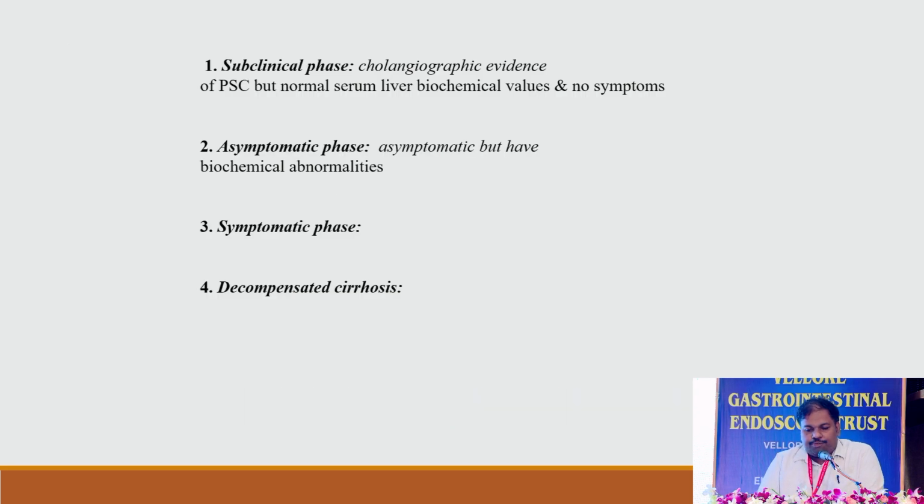And it presents in 4 types. It could be a subclinical phase where it is only diagnosed by cholangiographic evidence, and LFT values are normal and there are no symptoms. Or it can be an asymptomatic phase where there are no symptoms but LFT is altered. The next is a symptomatic phase where the LFT is altered as well as the patient has symptoms of prodromes or jaundice. And the last is decompensated cirrhosis in which the patient has ascites or portal hypertension.